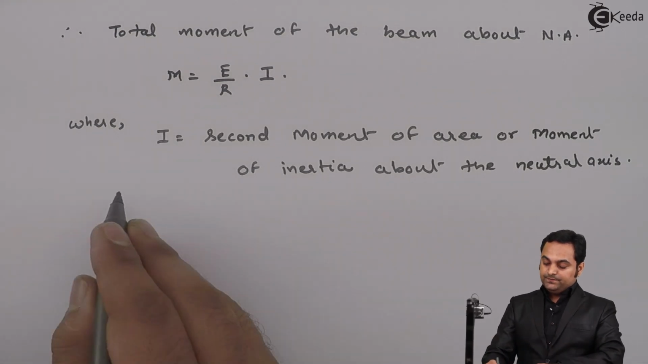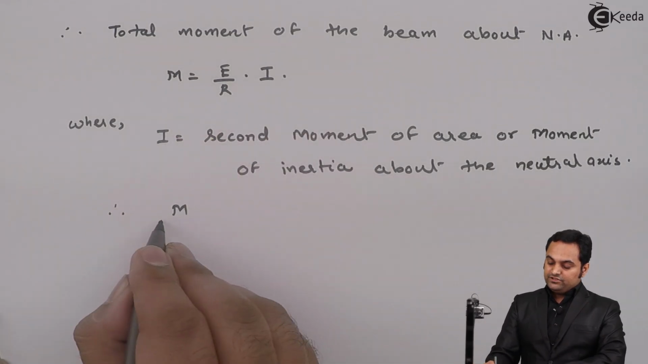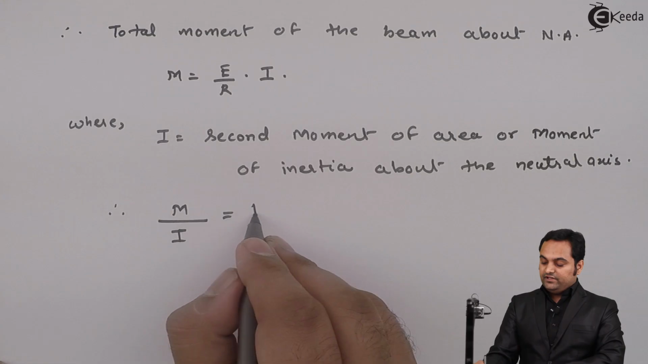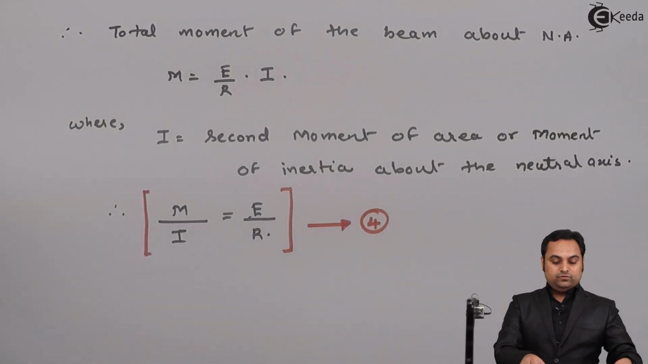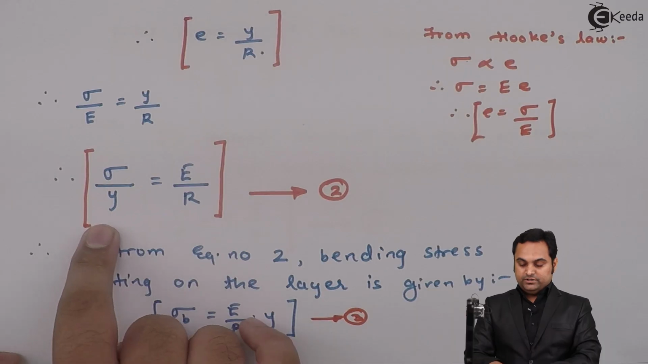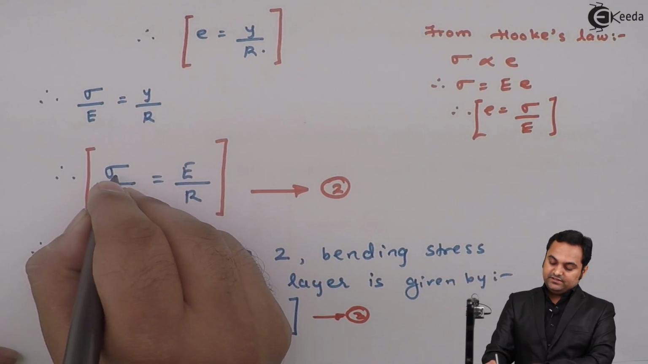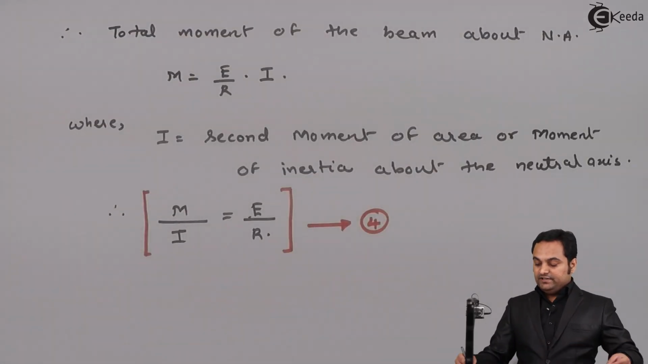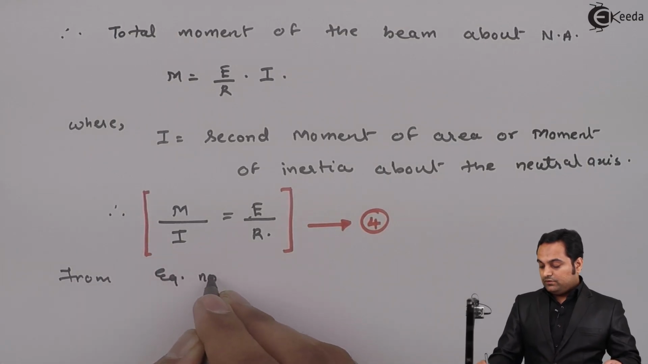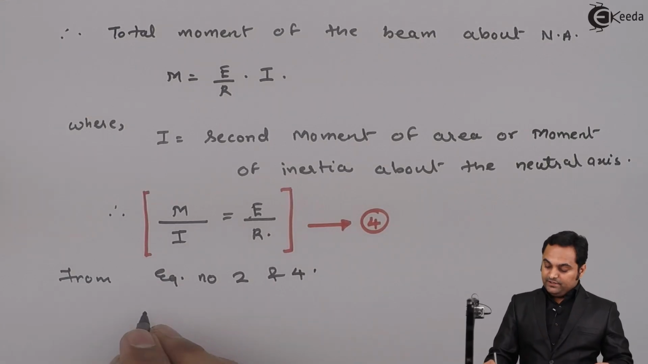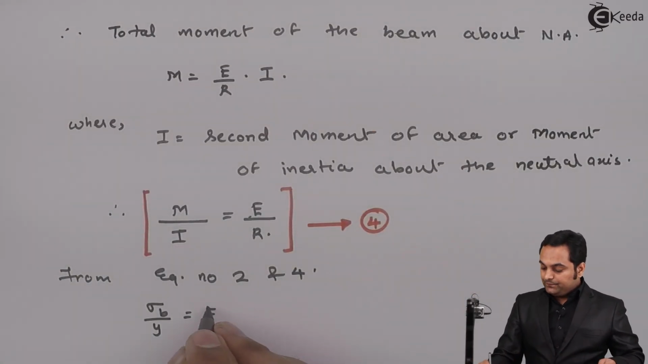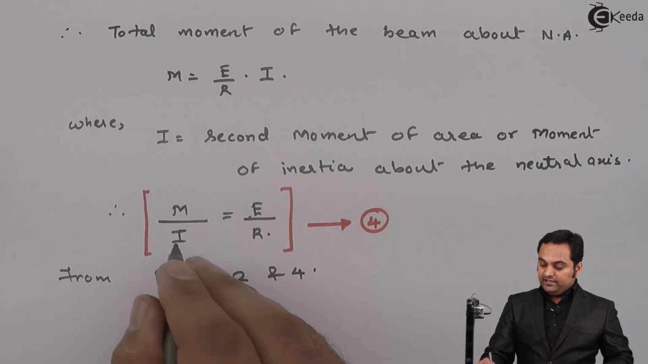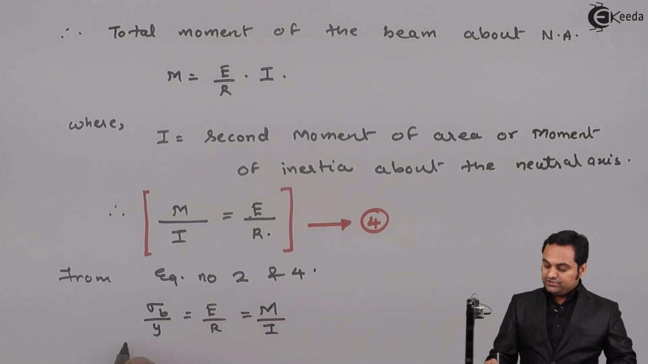Next, here also I'll shift the terms. So M, this I will be shifted in the denominator. On the right hand side we have E upon R, keeping this as equation number 4. So here as we can see, from equation number 2 we were having sigma upon y is equal to E by R, and this sigma is nothing but sigma suffix b, that is bending stress. So I'll say that from equation number 2 and 4, sigma b upon y is equal to E by R, and similarly in equation 4 we have E by R, so E by R is also equal to M upon I. So from both the equations I am getting this form.